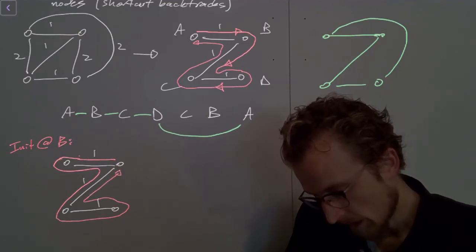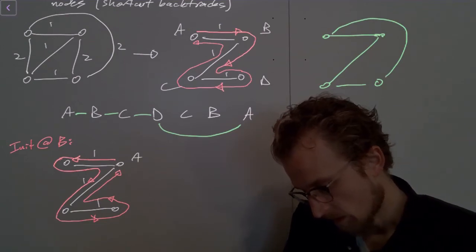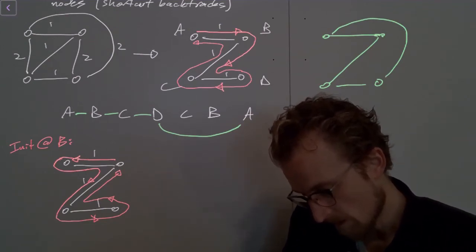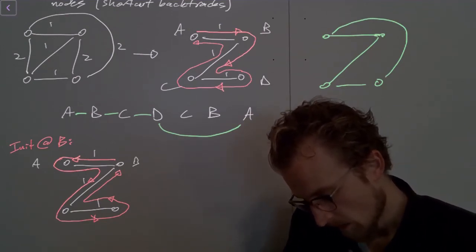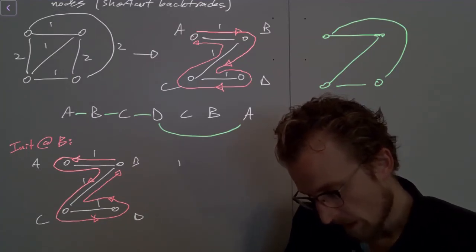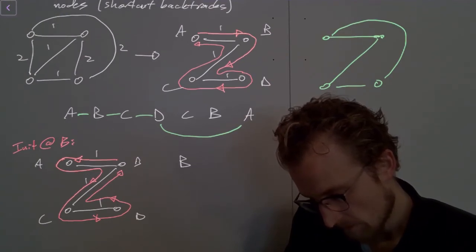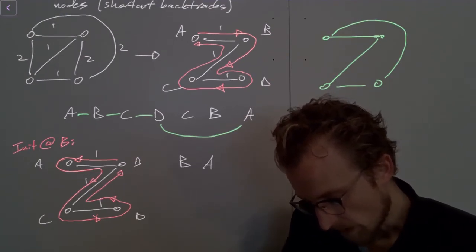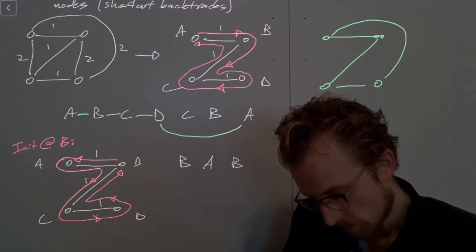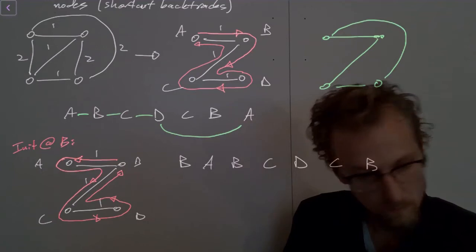Okay, so we can't really tell what the order of the nodes is going to be until we write down the list. So let's make sure we write down the list. So, whoops, that's not A, that's B. So we've got A, B, C, D. So we began at B, and then we went to A. Then we came back to B, then we went to C, then D, then C, then B.